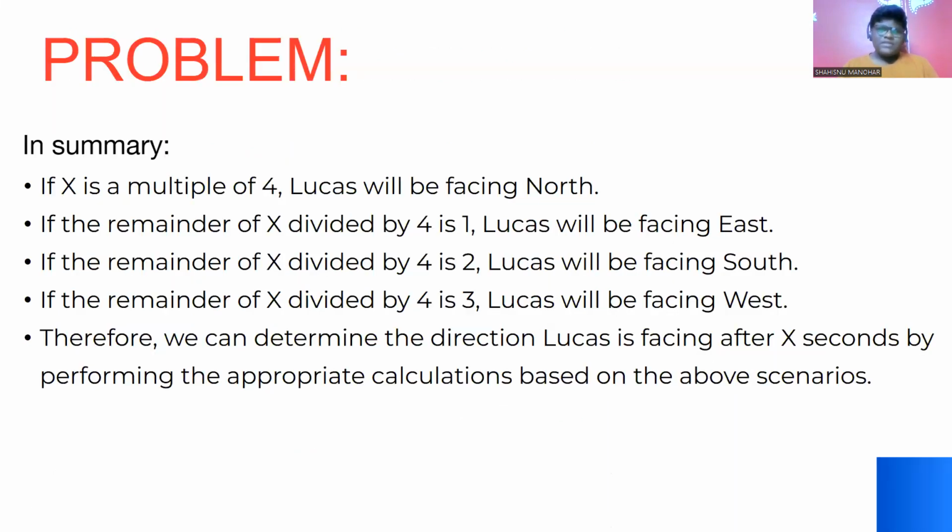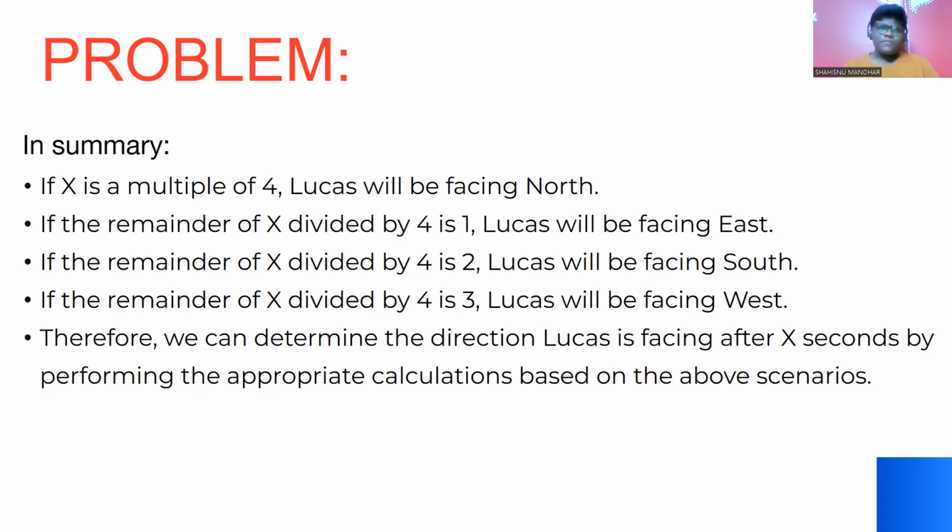Let's look at the problem. In summary, if x is a multiple of 4, Lucas will be facing north. If the remainder of x divided by 4 is 1, Lucas will be facing east. If the remainder of x divided by 4 is 2, Lucas will be facing south. If the remainder of x divided by 4 is 3, Lucas will be facing west. Therefore, we can determine the direction Lucas is facing after x seconds by performing the appropriate calculation based on the above scenarios.